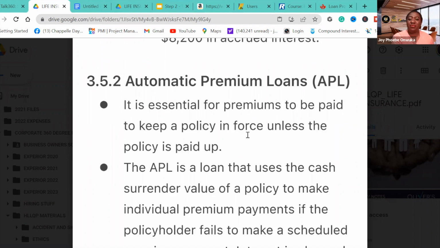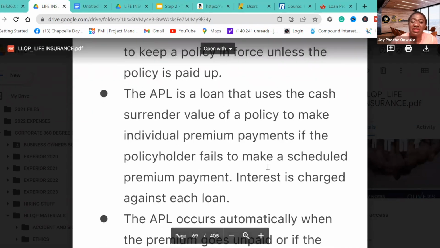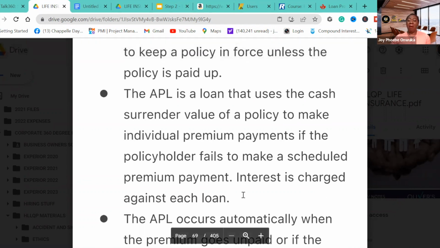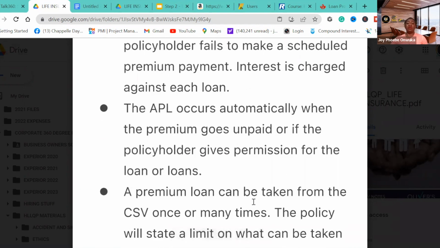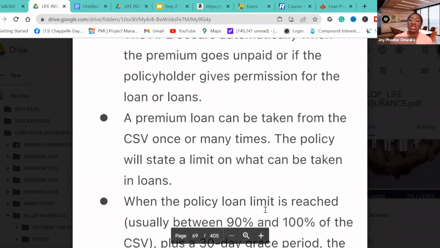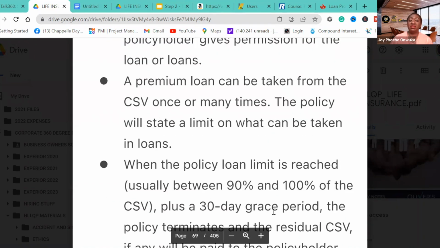Now, it is essential for premiums to be paid to keep a policy in force unless the policy is paid up. Okay? Now, the automatic premium loan is a loan that uses the cash surrender value of the policy to make individual premium payments if the policyholder fails to make scheduled premium payments. Interest is charged against each loan. Now, the automatic premium loan occurs automatically when the premium goes unpaid or if the policyholder gives permission for the loan or loans. Okay? A premium loan can be taken from the cash surrender value once or many times. The policy will state a limit on what makes it a loan.